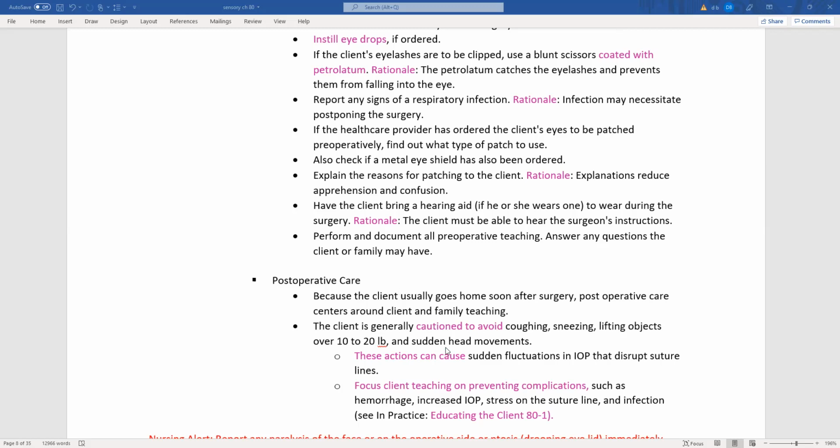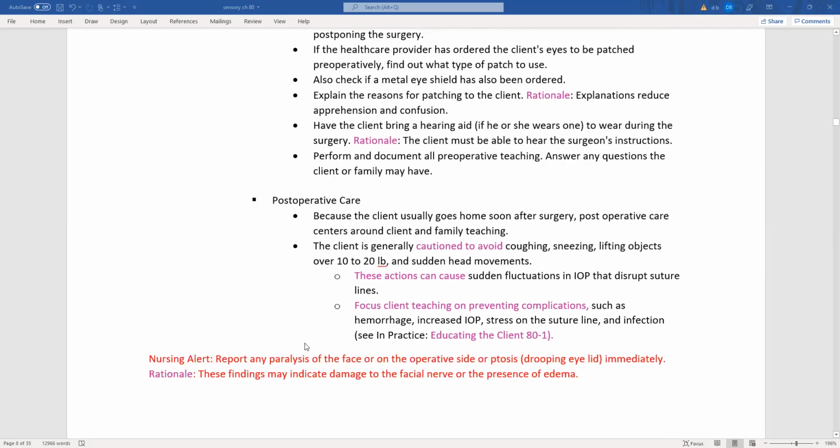So don't shake your head, no sudden head movements, okay? No head banging. Because what will happen, these actions can cause sudden fluctuation in intraocular pressure that disrupts the suture line, okay? So focus client teaching on preventing complications such as hemorrhage, increased intraocular pressure, stress on the suture line, and infections, okay?